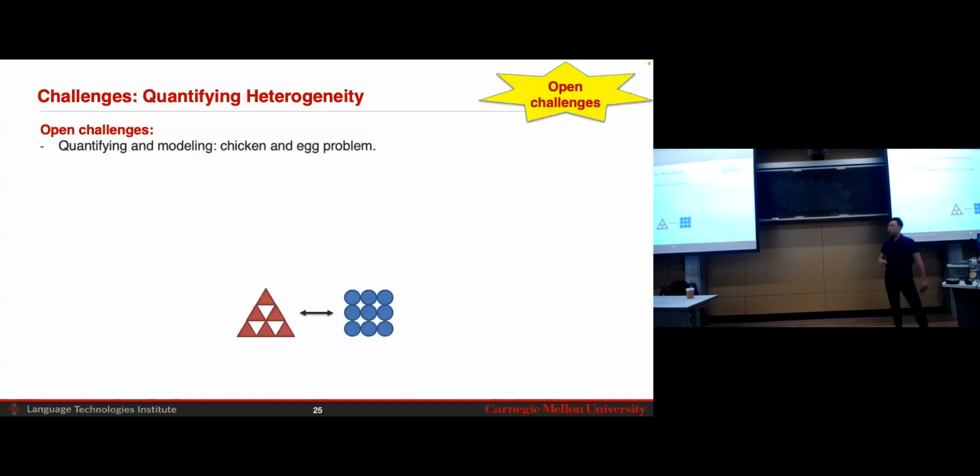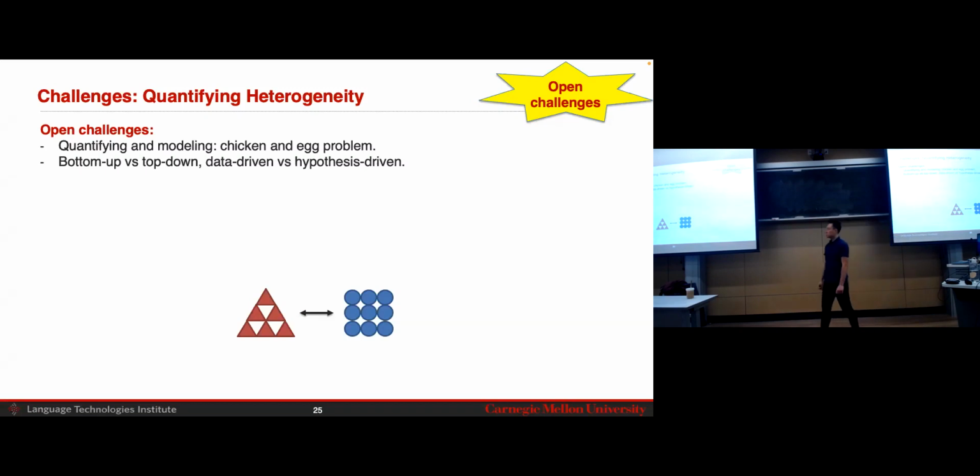One big open question is the fact that quantification and modeling typically has this chicken and egg problem, right? Just take structure, for example. You want to quantify the structure between two modalities, right? So sometimes you want to build a model for them. But if you're able to build a model for them, that means you already know everything there is to know about structure between two of these modalities, right? So does quantifying come first, or does modeling come first? It's really unclear.